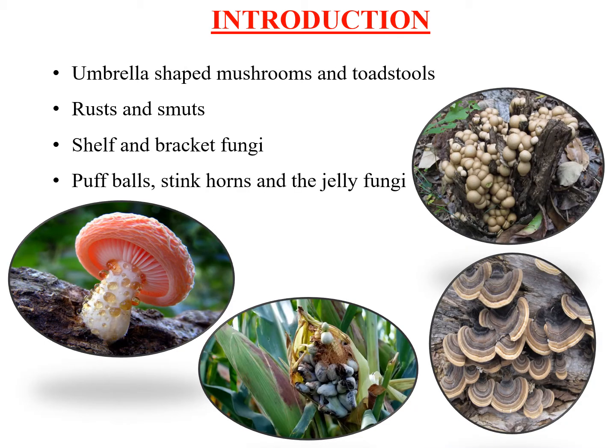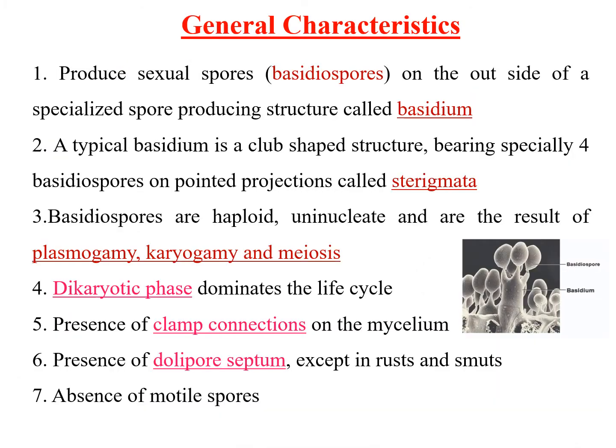Most of the members included in this Basidiomycota are umbrella-shaped mushrooms and toadstools, rust and smuts. These fungi evolved along with our agriculture, and also shelf and bracket fungi, puffballs, stinkhorns and jelly fungi. Here you can see different types of fungi. Bracket fungi means they produce the fruiting body in the form of a bracket, hence the name bracket fungi. So these are the important fungi placed under phylum Basidiomycota.